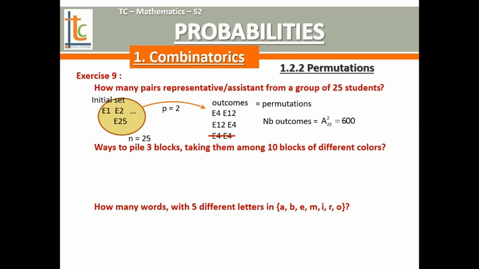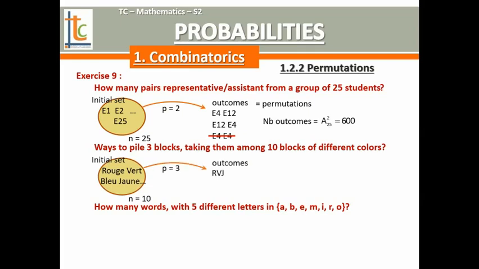Now, second question: number of ways to pile 3 blocks, taking them among 10 blocks of different colors. So you've got an initial set of 10 blocks. I just wrote 4 of them here in French: red, green, blue, yellow, and so on. Not 3, but 10 colors. You have to take 3 of them.